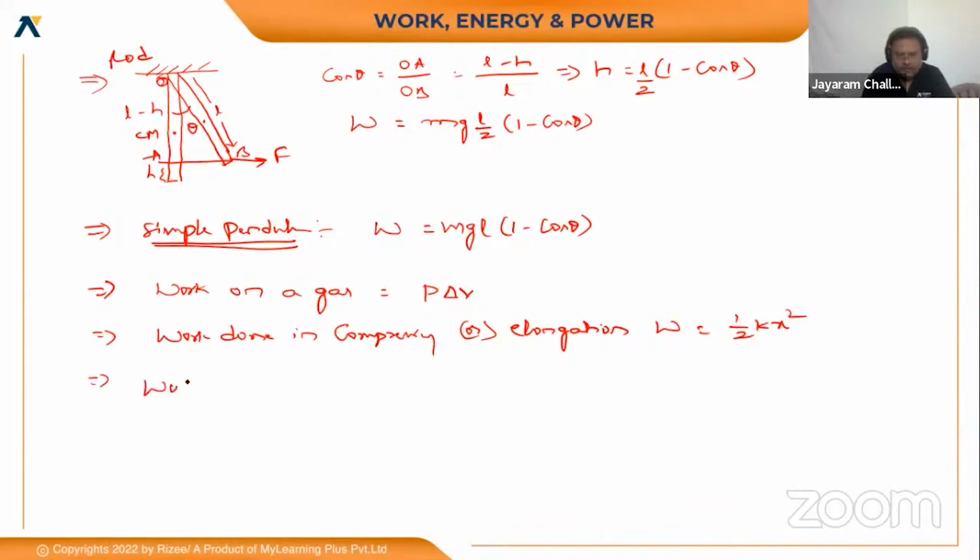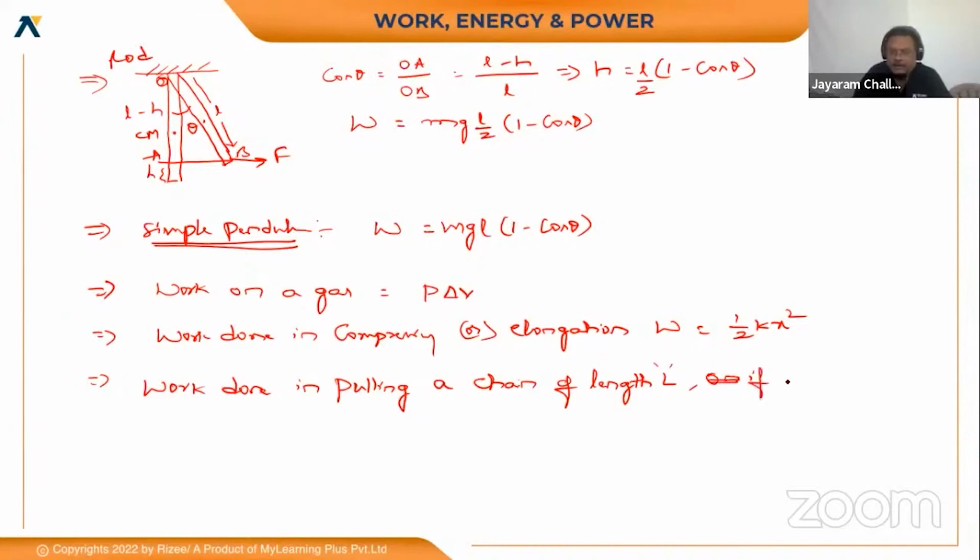Next one, work done in pulling a chain onto a table. Work done in pulling a chain of total length L, if L by nth part is hanging, to move the hanging part onto the table, the work done W will be equal to mgL by 2n square. You can derive this, for example, in this way.